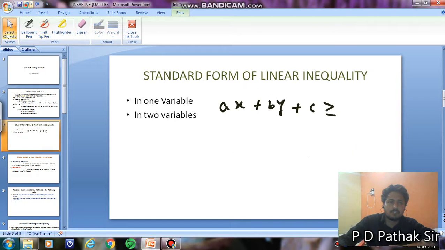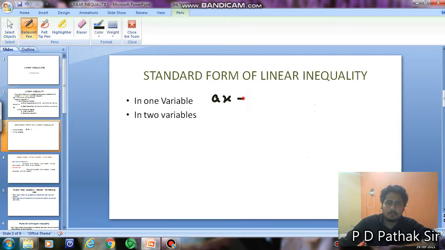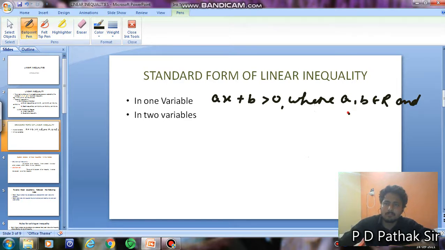I summarize these topics. Standard form of linear inequality in one variable: what is the standard form? ax plus b greater than 0, where a, b belong to R and a is not equal to 0. So this is the standard form of linear inequality in one variable.